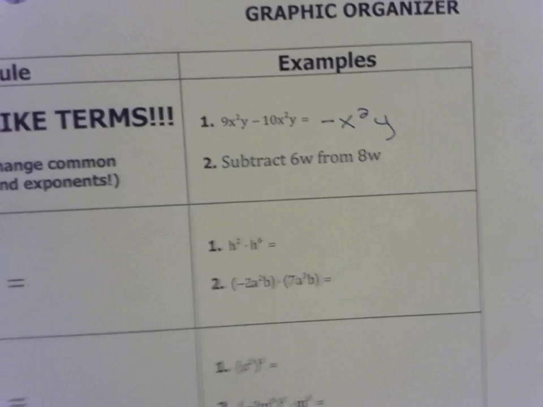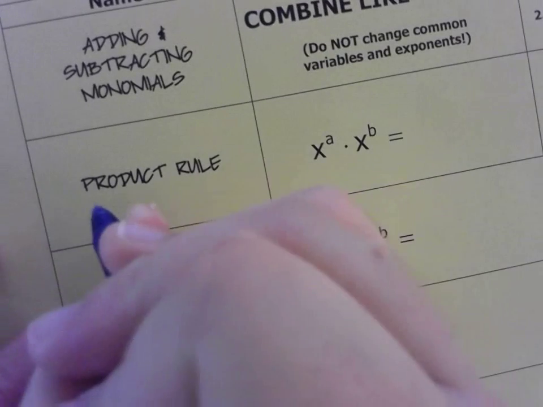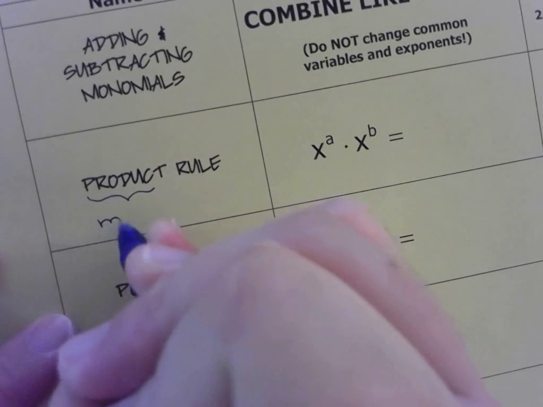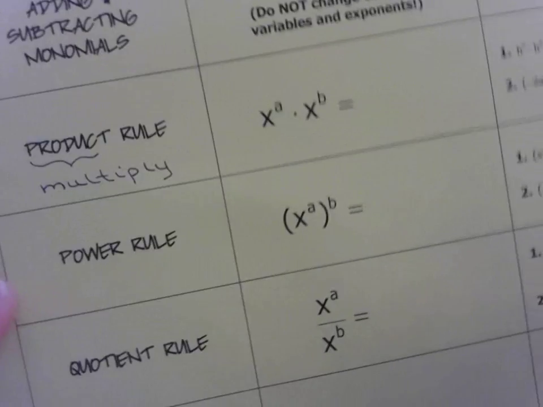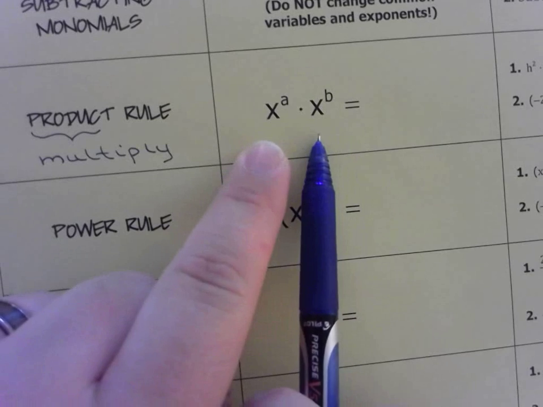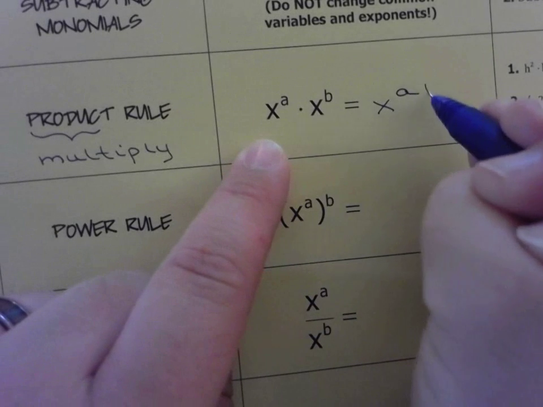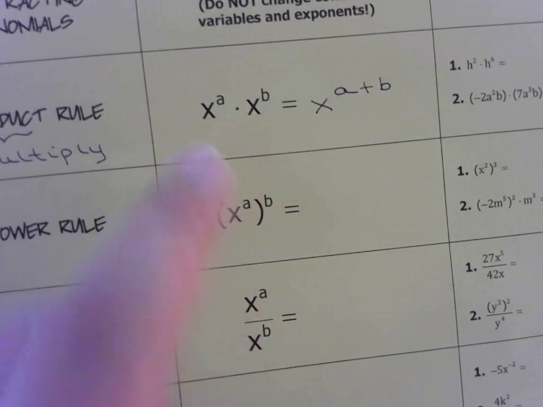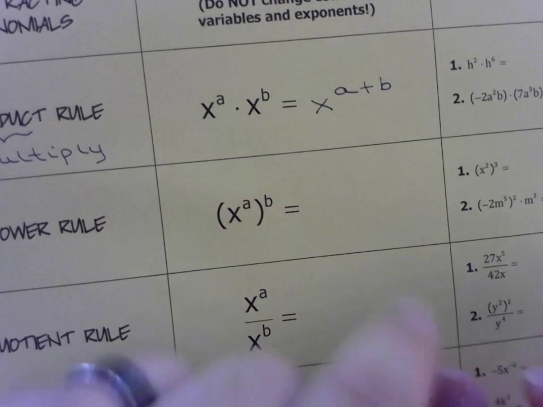The second rule we talked about is the product rule. Product means multiplying. If you notice I am multiplying two monomials together, you have to use the product rule, which says, if I am multiplying, what do I do with my exponents? Add them. So the math is not hard. You know how to add numbers together. You just have to get used to saying, I'm multiplying, so I add the exponents.